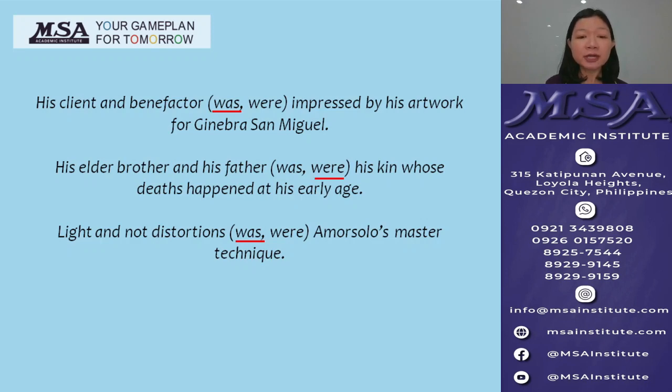His elder brother and his father were his kin whose deaths happened at his early age. In this sentence, the correct verb is were because there are two determiners. This means that the elder brother and the father are two different persons.